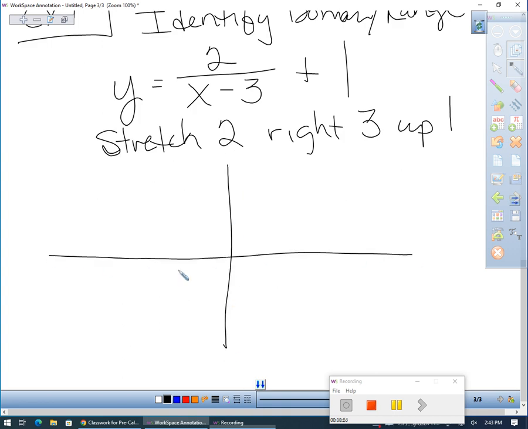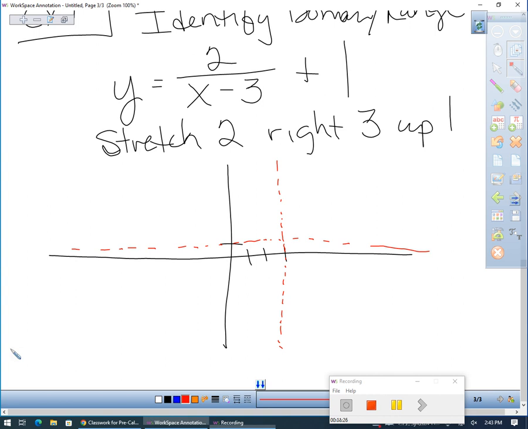Now, originally, it would have been on our x and y axis. But you guys just told me we're going to go to the right 3. So I'm going to take this axis and move it to the right 3. So my new axis is right here. I moved it to the right 3. Then Colton said that we're going to go up 1. So I'm going to move the x-axis up 1. So my new axis is right here at 1, right?